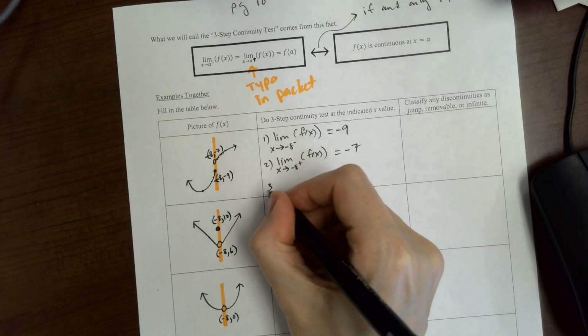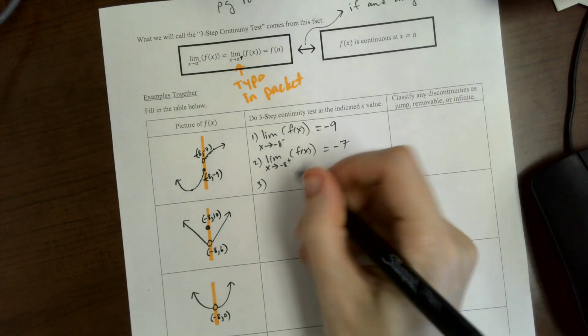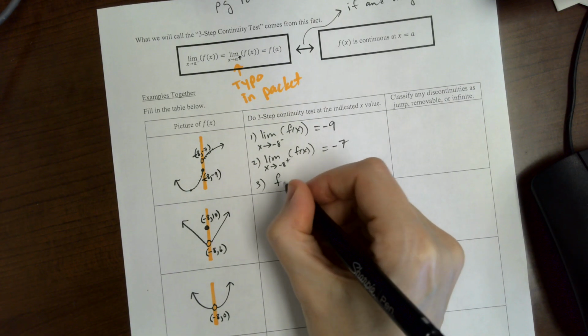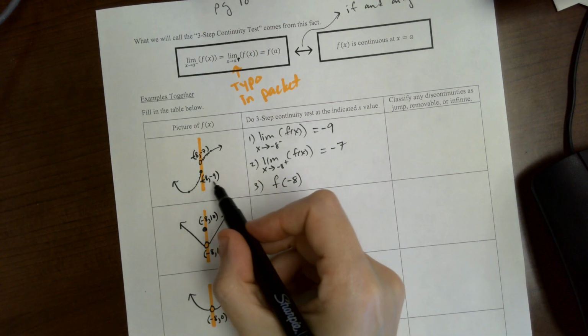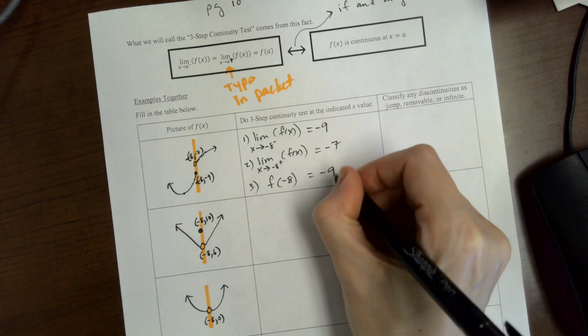that's still what the limit is. All right, and then for the third one, we're going to find f of -8. So that's the y value that has the x value -8 on the graph. You're looking for a closed circle, and it is -9.